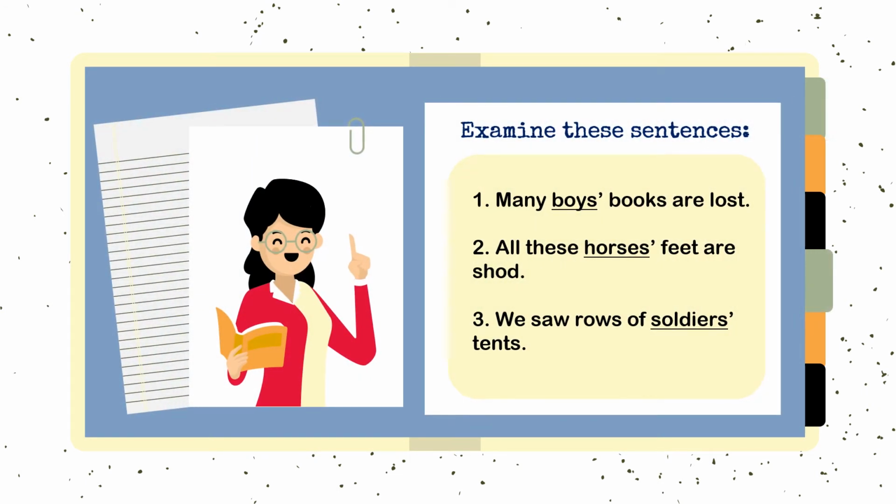Moving on to the plural number. Examine these sentences. Many boys' books are lost. All these horses' feet are shod. We saw rows of soldiers' tents. Here, the nouns in plural number are boys, horses, and soldiers. You must have noticed that the apostrophe is placed after the plural. Here's a detailed note on the same.